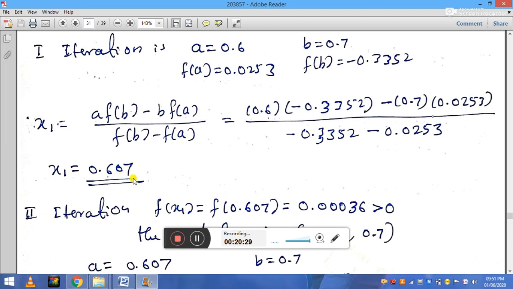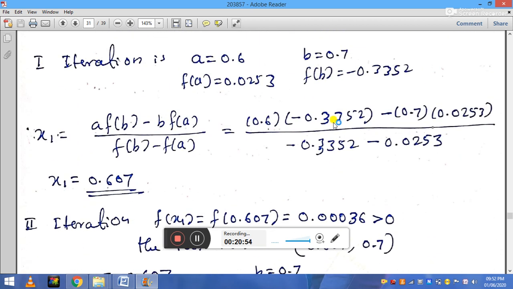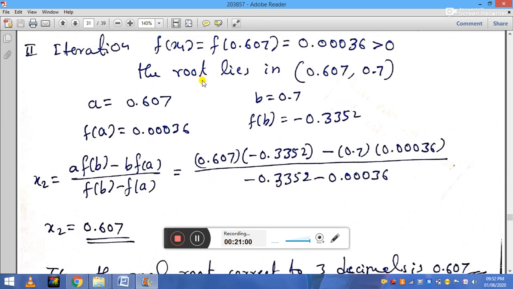Then for the second iteration put the x1 value in the given f of x, we get f of 0.607 is 0.00036, it is positive, therefore the root lies between 0.607 and 0.7. So since it is positive, you take the negative value from the previous iteration, as you know the process. So here in the previous iteration the negative value is 0.7, and the positive is 0.607. Therefore a equal to 0.607, b equal to 0.7. Then f of a is already calculated, f of b is calculated.